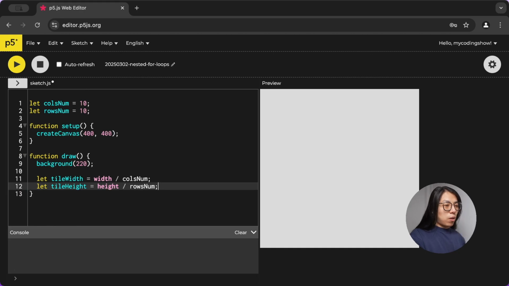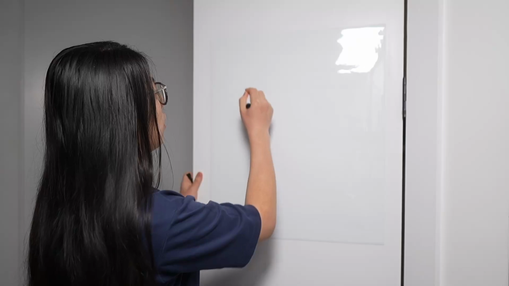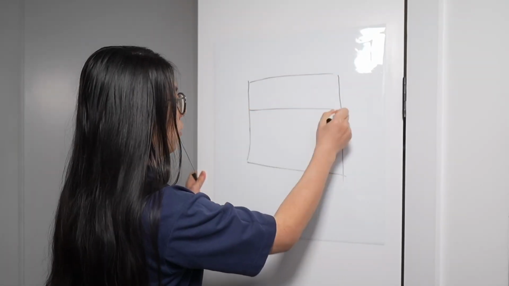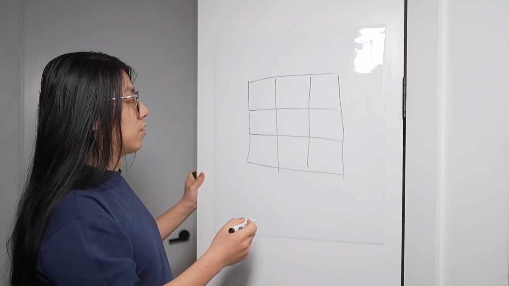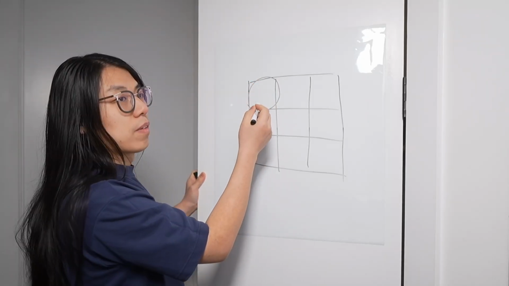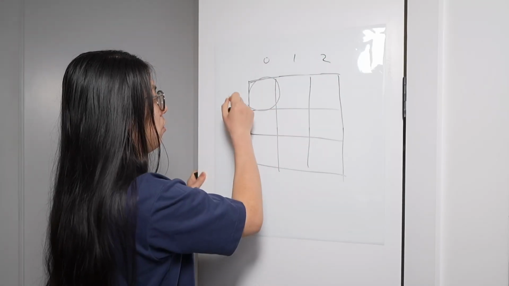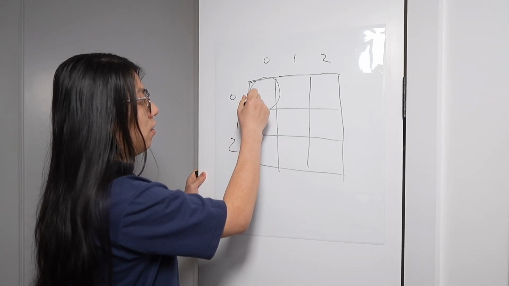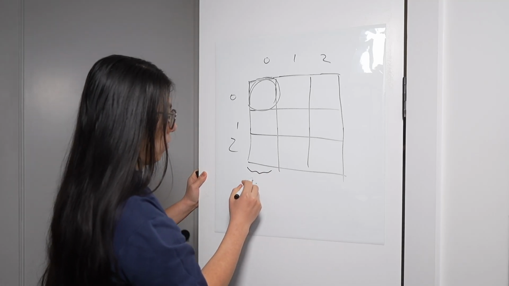Let me actually pull out the whiteboard just to illustrate what I mean by these variables. So I'm talking about having a grid like so. I'll have a relatively small amount of tiles. This is what I mean by a single tile. So this is the number of columns. Right now we have 0, 1, 2, starting from 0. We have 3 columns.